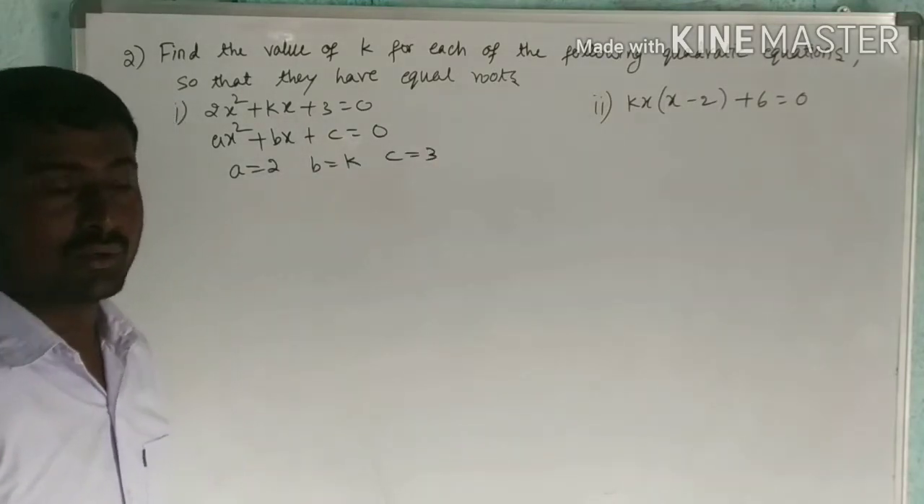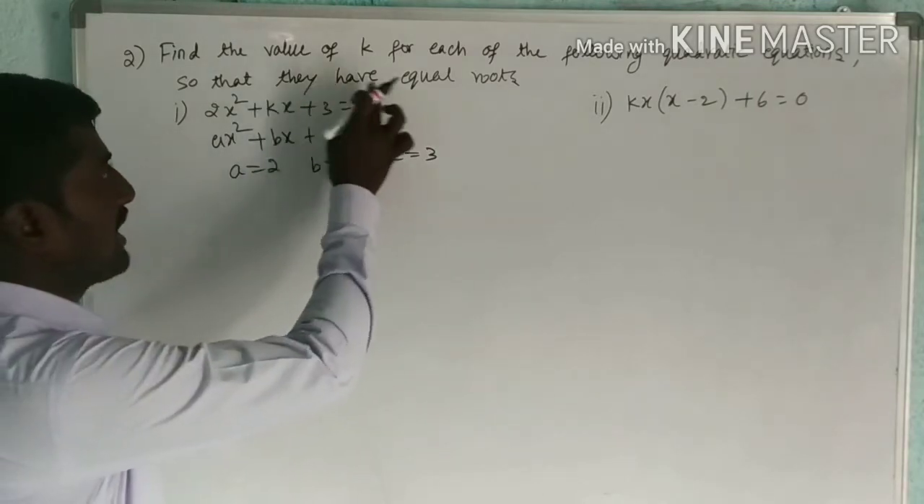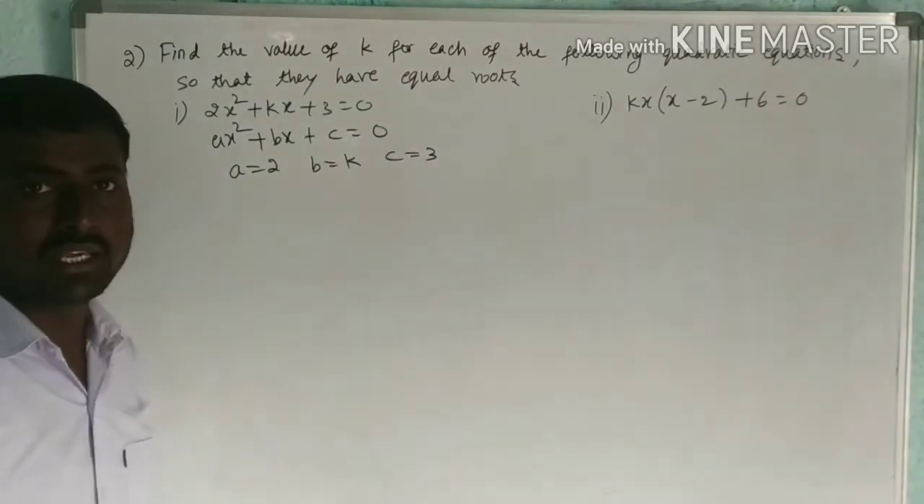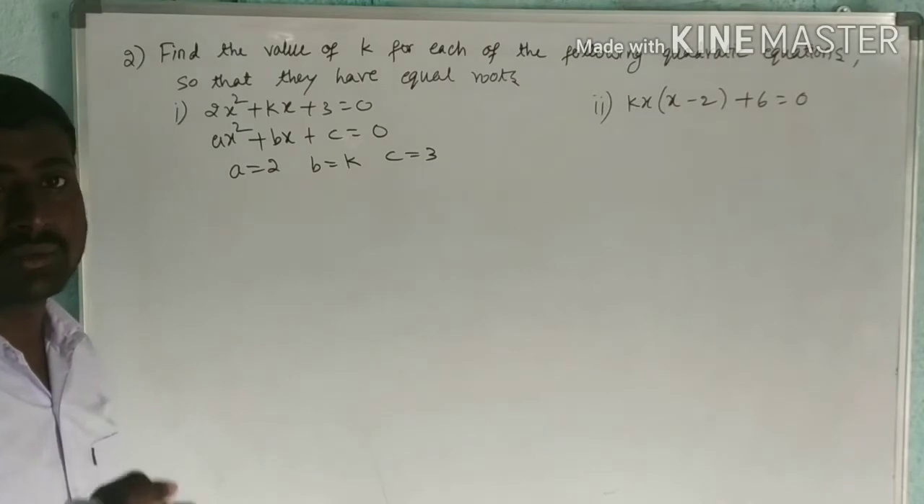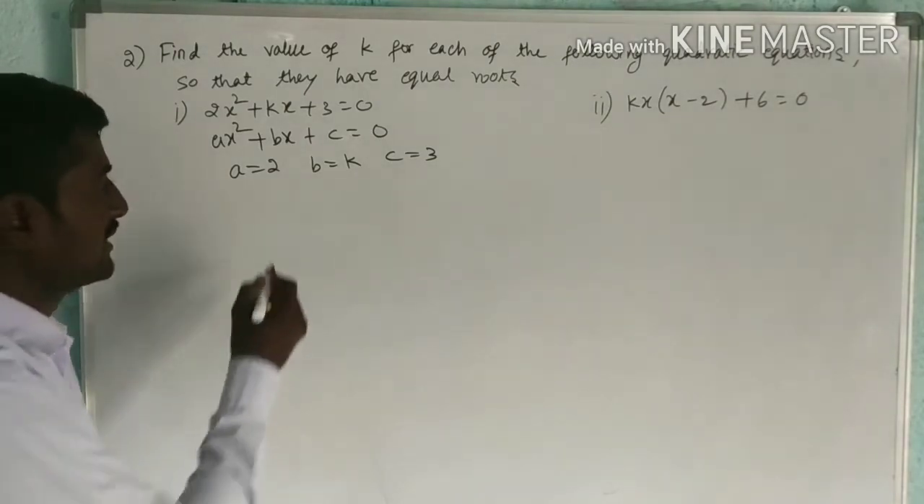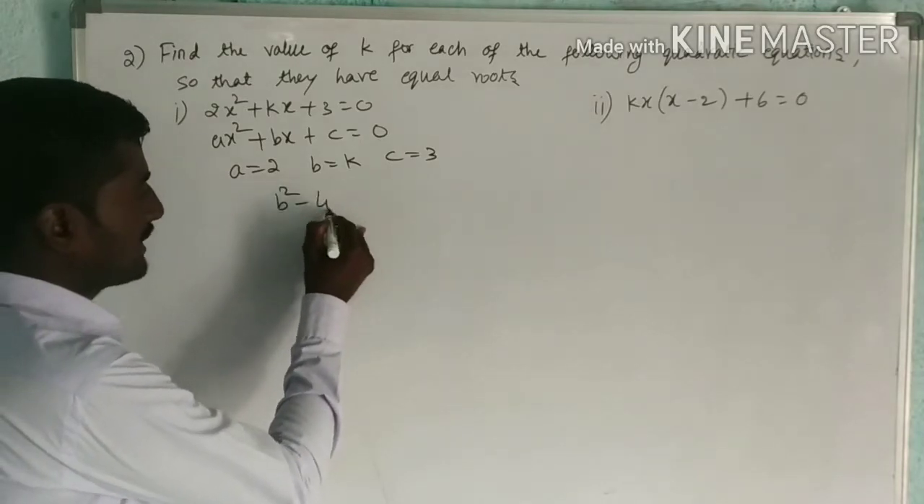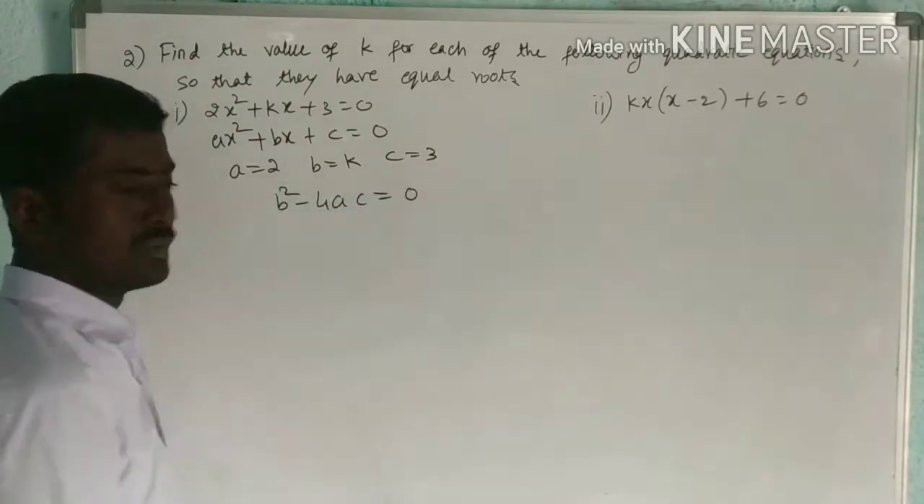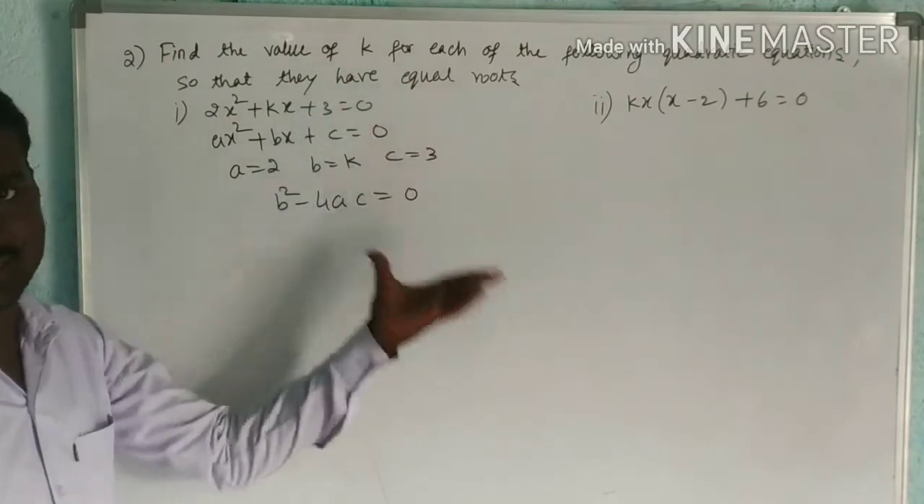Now they already said they have equal roots. If they have equal roots, then the discriminant is equal to 0. That is, b² − 4ac = 0 I can take. So b² − 4ac = 0 because of the given condition.